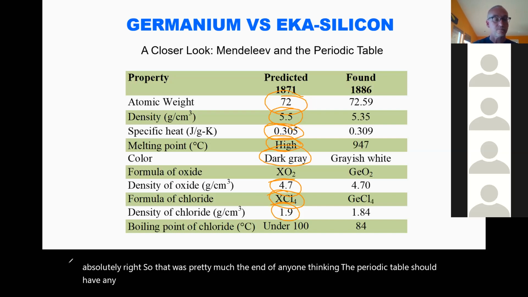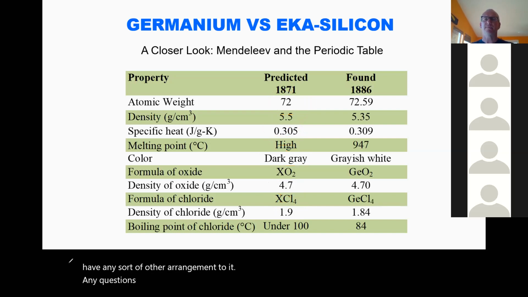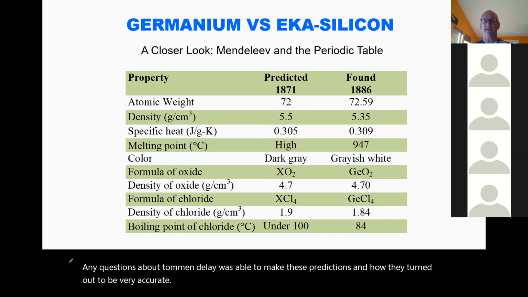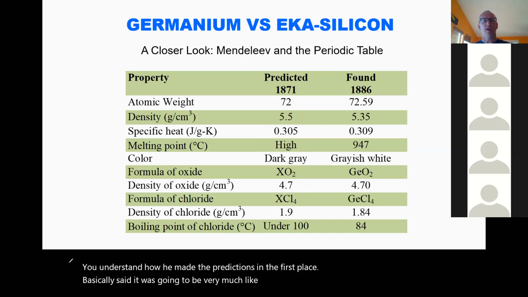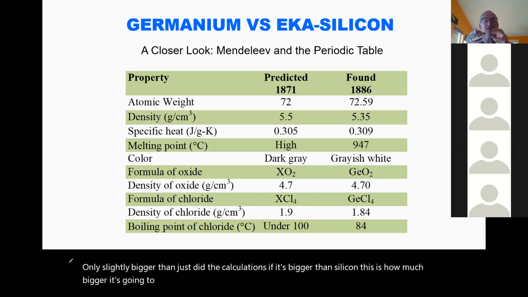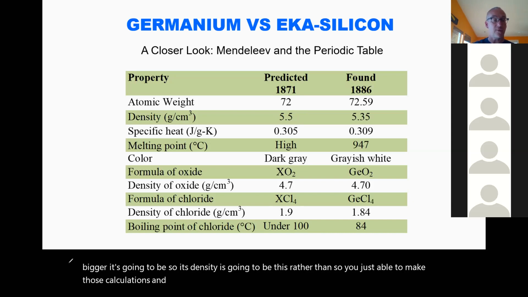Any questions about how Mendeleev was able to make these predictions and how they turned out to be very accurate? Do you understand how he made the predictions in the first place? He basically said it was going to be very much like silicon, only slightly bigger, then just did the calculations. If it's bigger than silicon, this is how much bigger it's going to be, and so its density is going to be this. You're just able to make those calculations, and obviously he made the calculations very well.